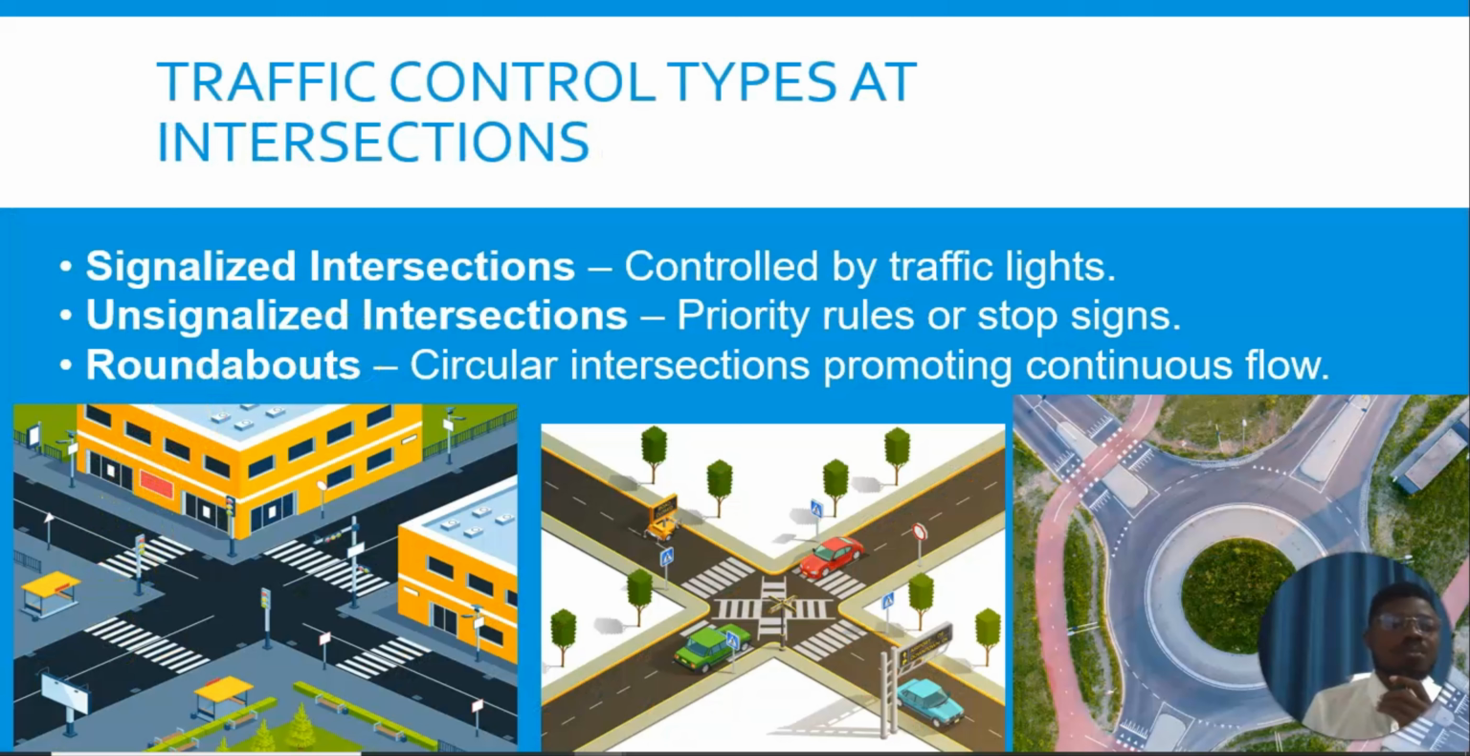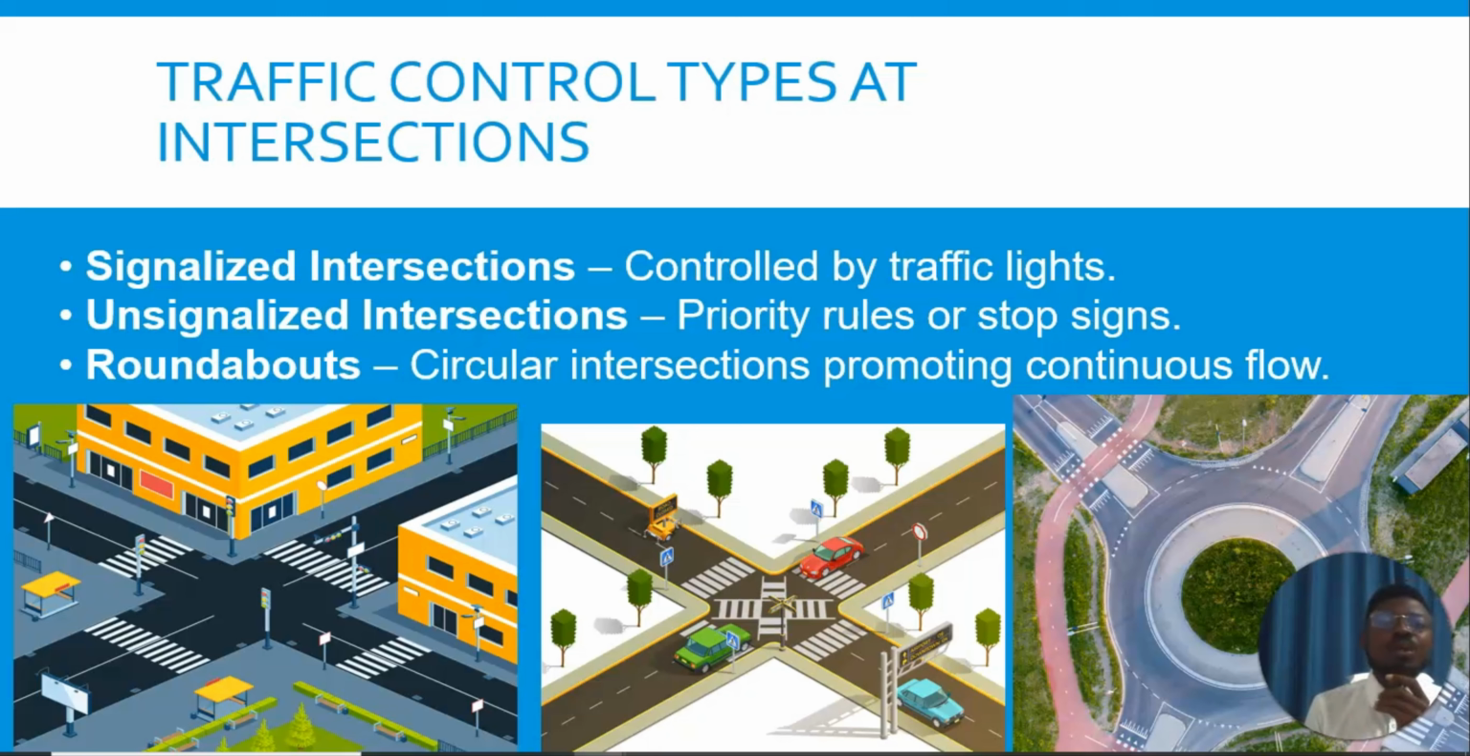So then we move into what we call the traffic control types at intersections. Under this, we have the signalized intersection and the unsignalized intersection. We have the roundabout. We already explained what a roundabout is, when we move around a central island.